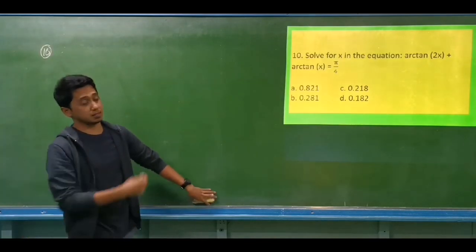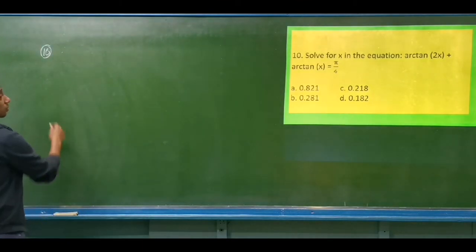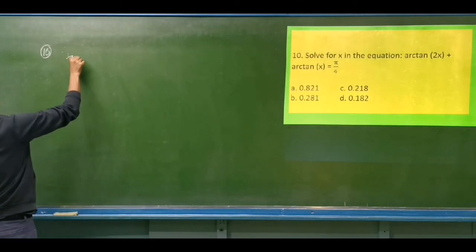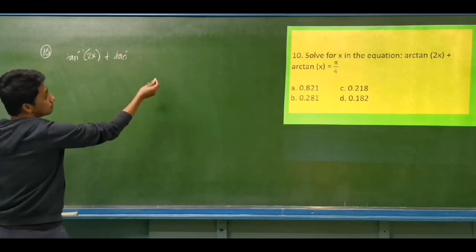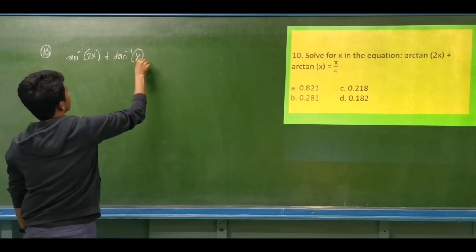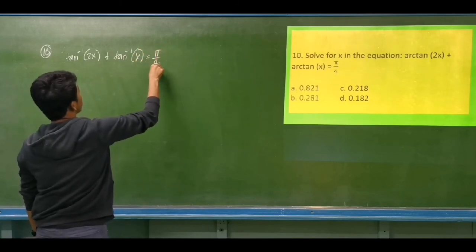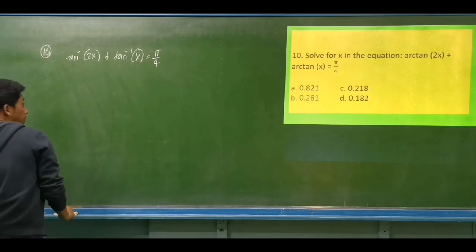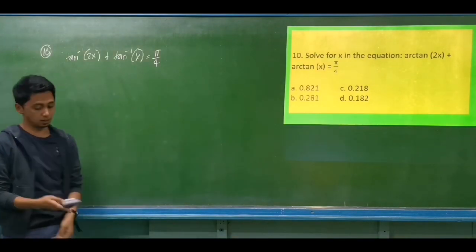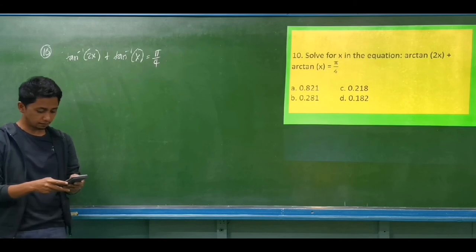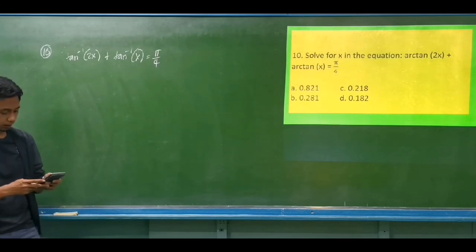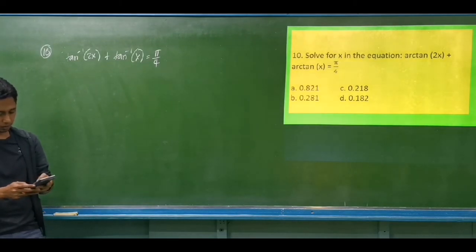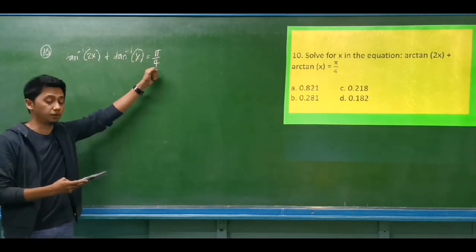So let's have number 10. So we have this arctan of 2x. Pareho lang yun sa shift tangent of 2x plus, we have the shift tangent of x is equal to pi over 4. So, ang kailangan lang gawin natin dito, we may do trial and error, or by calc function. So, let us shift tangent of 2x plus shift tangent of x. Okay? So, dapat equal to pi over 4.